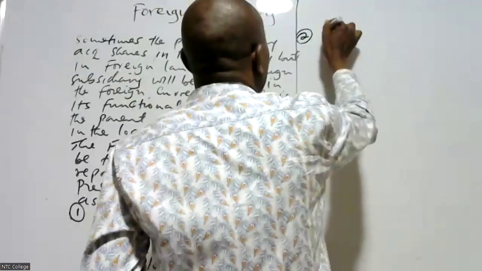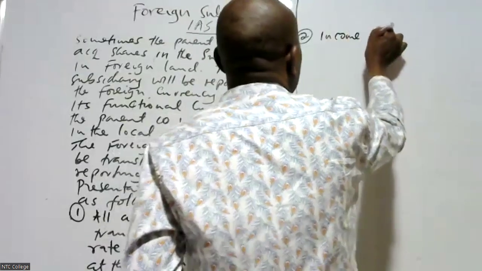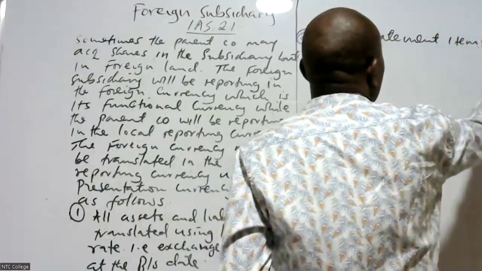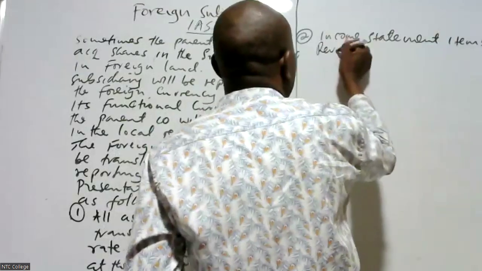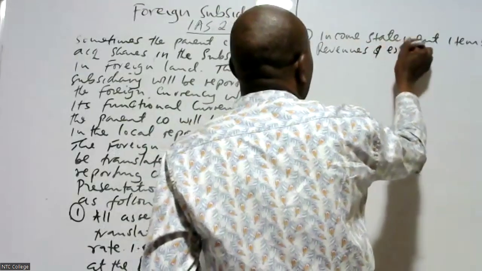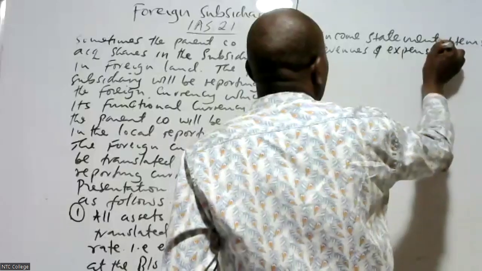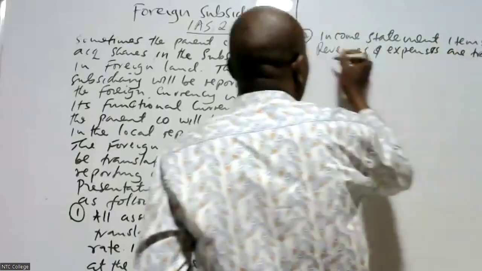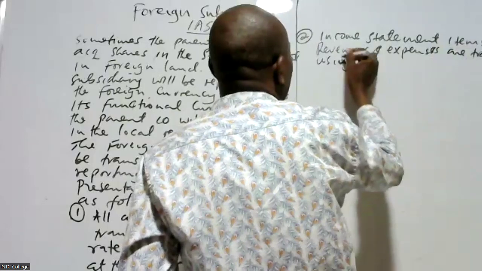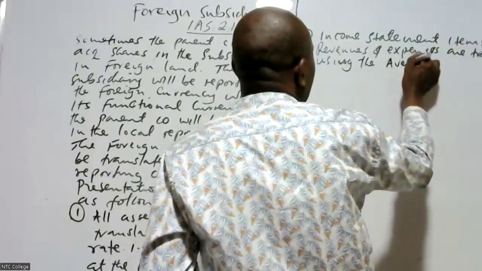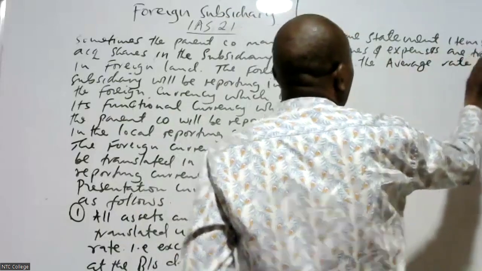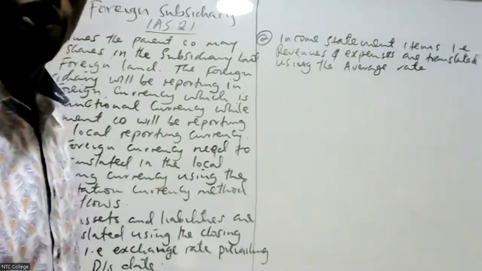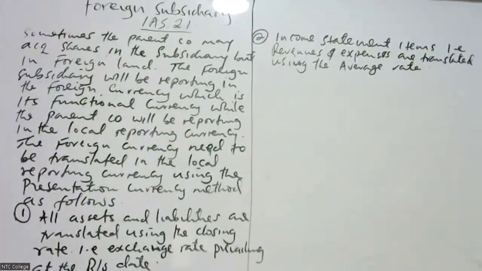Number 2, income statement items, i.e., revenues and expenses, are translated using the average rate. Income statement items are translated using the average exchange rate.